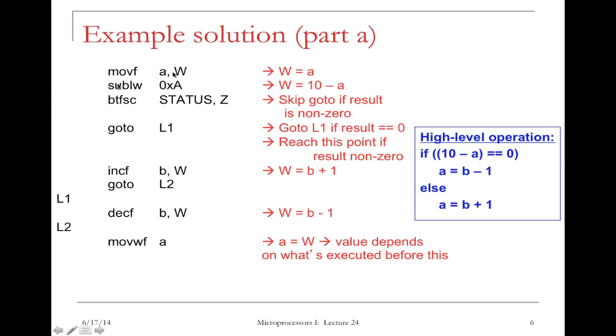And because of this W, this indicator, we will actually copy the value of A to working register. So we're going to assign the value of A to the working register. The second instruction is subtraction, LW. We're going to subtract W from the literal number.